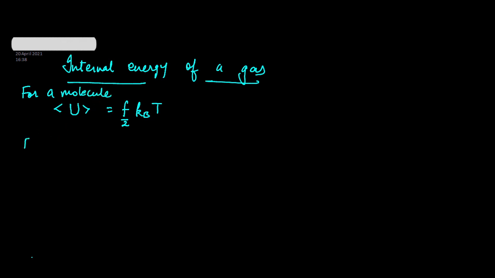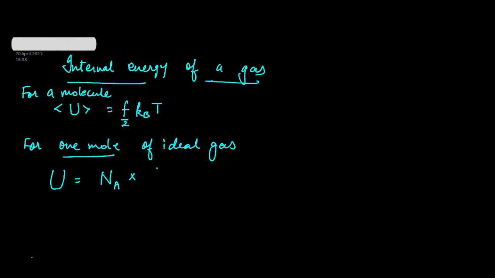Now let's say you are doing this for 1 mole of ideal gas. Now, 1 mole is how many molecules? Very good, Avogadro number. That is, for 1 mole you'd have Na multiplied by f by 2 kB. This step clear?